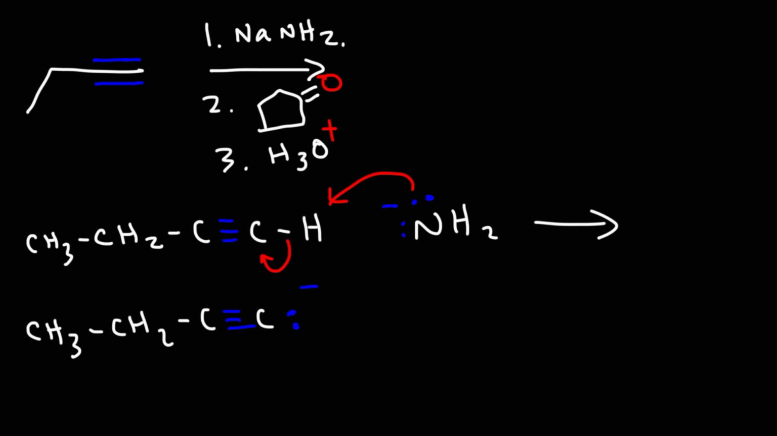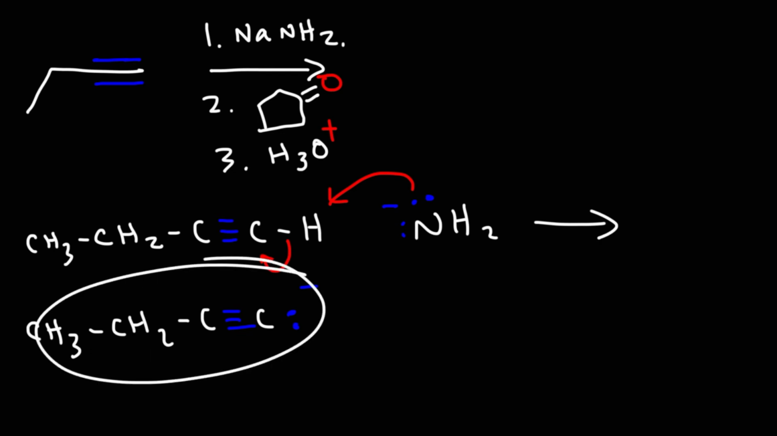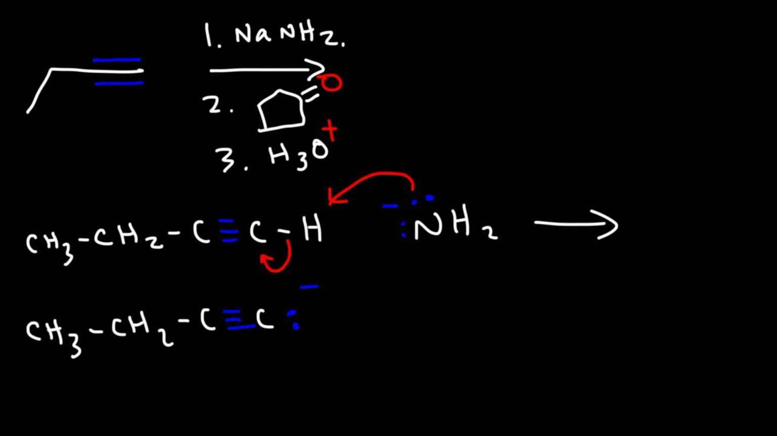Now what happens if we take this 4 carbon ion and react it with cyclopentanone? What do you think is going to happen? Cyclopentanone is going to be the electrophile. This is going to be the nucleophile. So it's going to attack this carbon from the back, and it's going to break the pi bond. And so we're going to get an intermediate that looks like this.